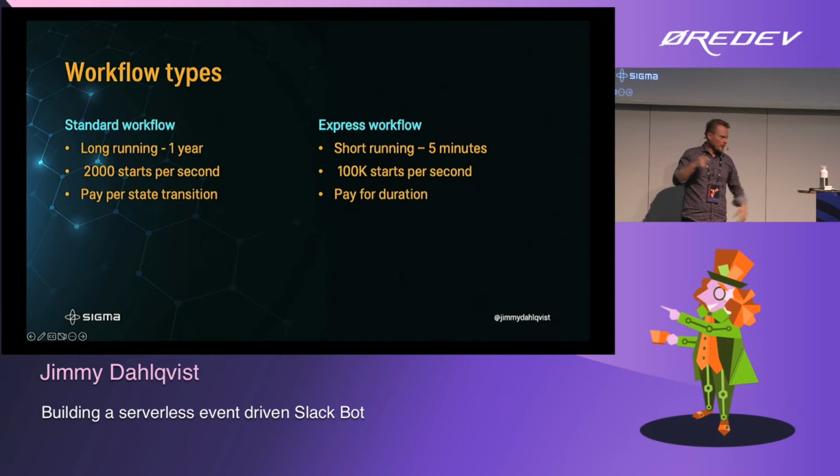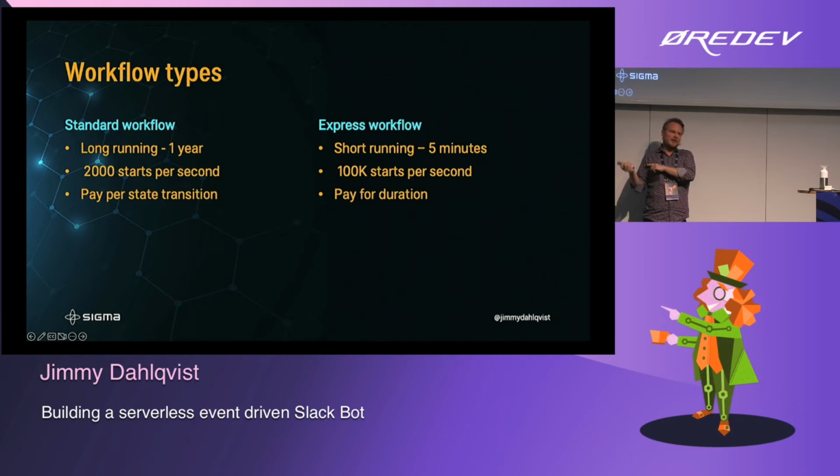You pay per state transition. So if you have 10 states in your step functions, you pay for each transition into a new state. So having a wait that you wait for half a year, the customer probably has canceled the order, but you can wait for half a year. You don't pay anything because you didn't do any state transition. We can start around 2,000 of these every second. These are a bit more heavy.